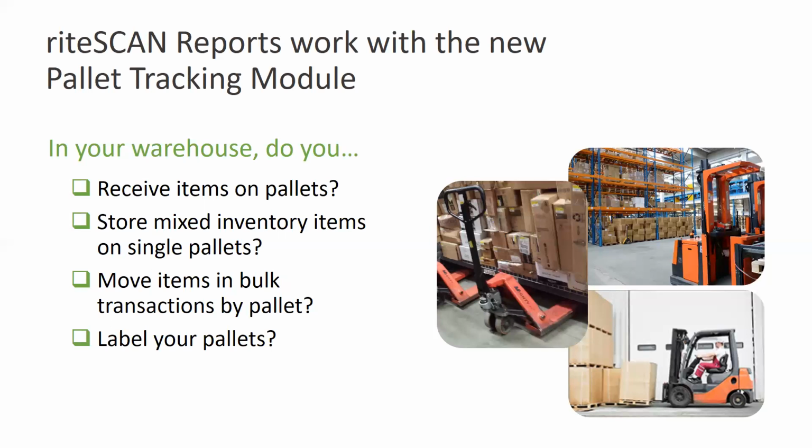So it really simplifies the process from an operator perspective, being able to simply scan one barcode and riteSCAN knows all the correct information. So where does this really play into some of your customers' operations? Do they receive items onto pallets, or do they store pallets of mixed inventory items? Do they move items around by bulk transactions at some sort of pallet level? Or maybe they're even already labeling those pallets and just not consuming them in any sort of fashion.